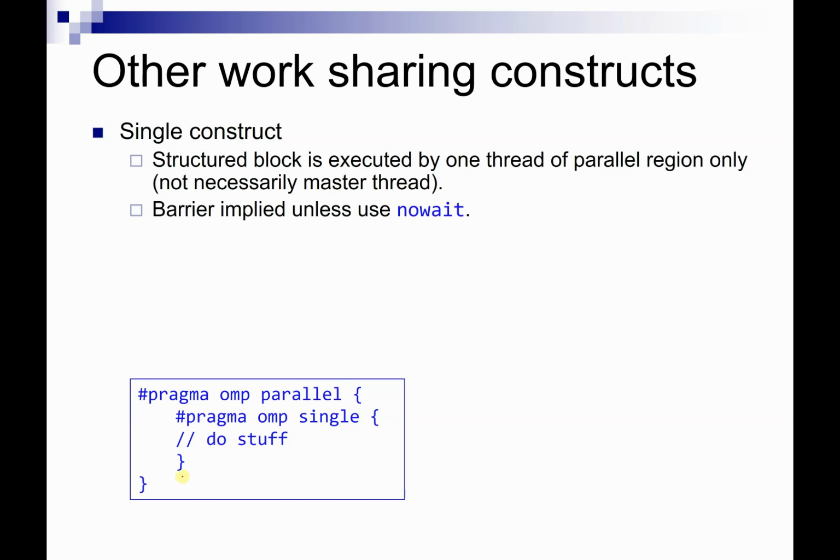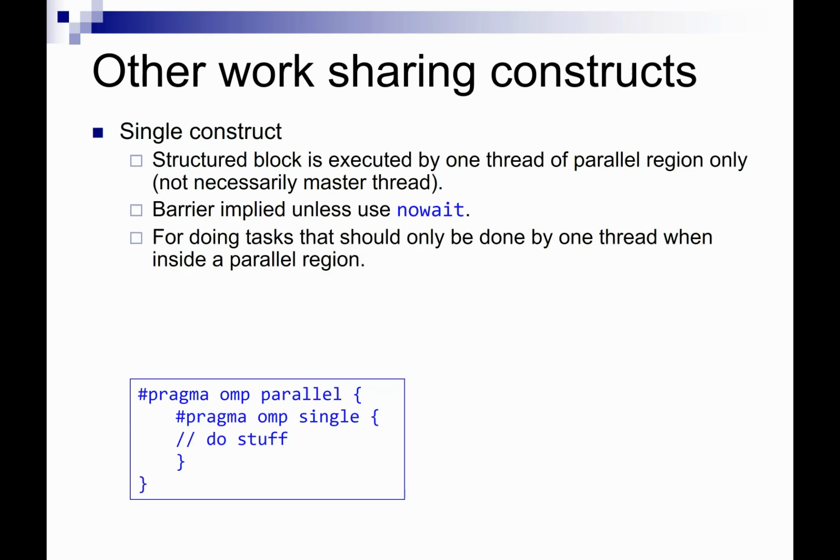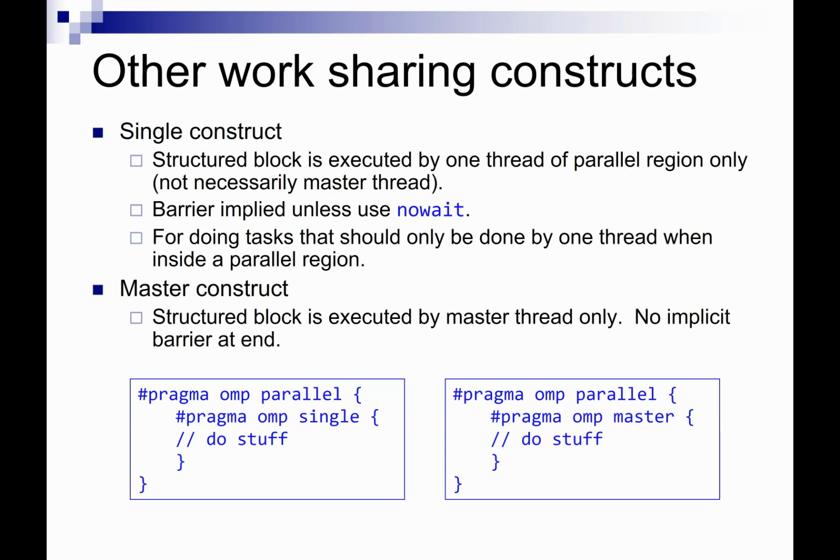Even though this is being done by one thread, there's still an implicit barrier here, unless you use nowait. So that means that even though only one thread is executing here, the other threads are waiting at the end of this single statement over here. Now for the single construct, I don't think you can control which thread is actually doing the stuff.